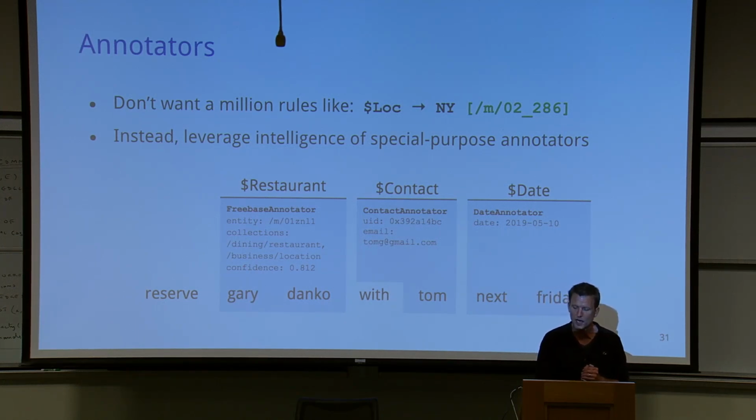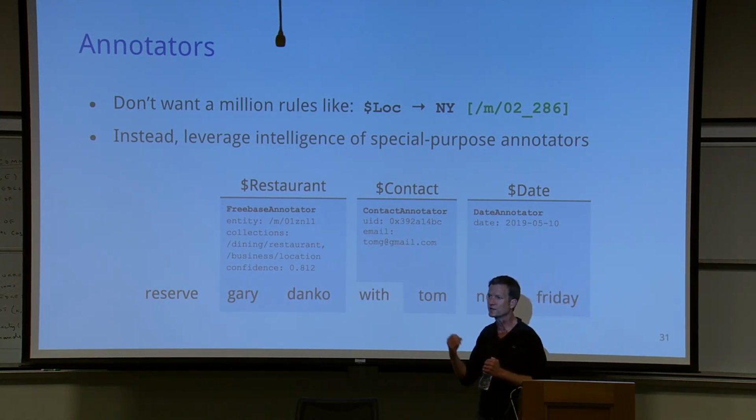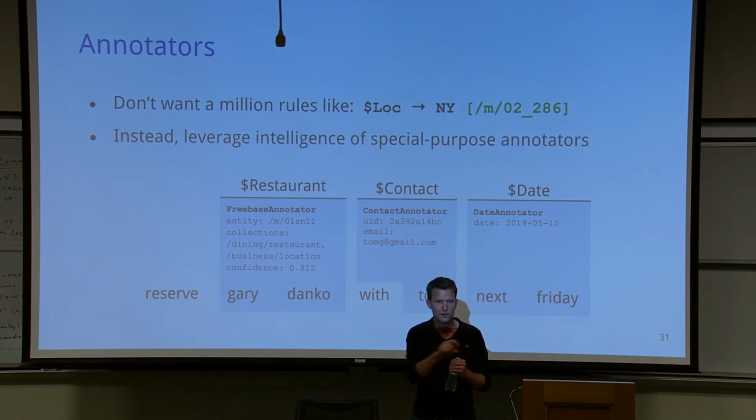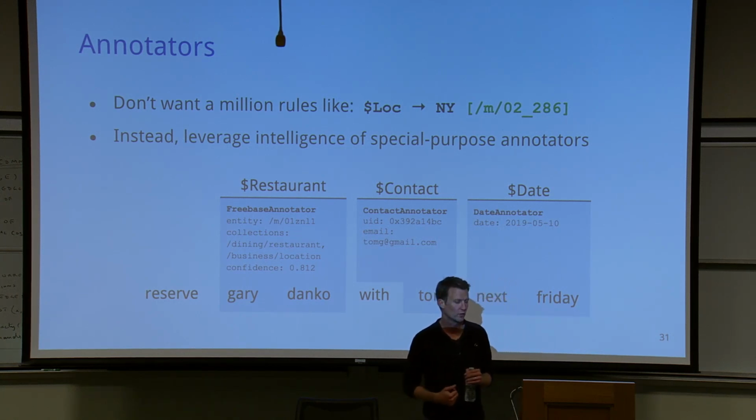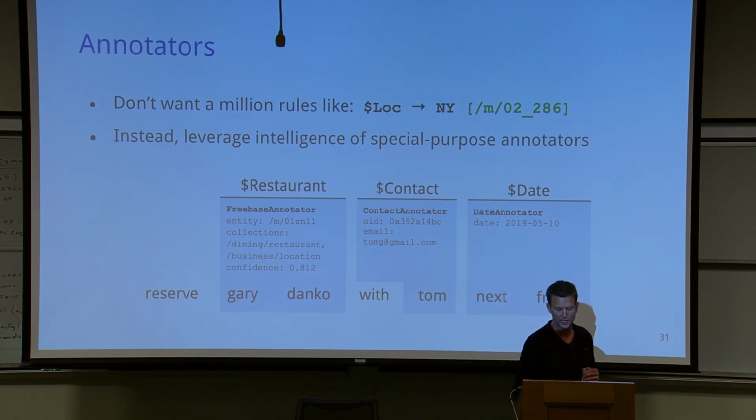So we have these annotators that can run essentially as black box modules, run over the input query, generate hypotheses about how to interpret small spans, and record those hypotheses as inputs to the syntactic machinery that will get rolling afterwards.